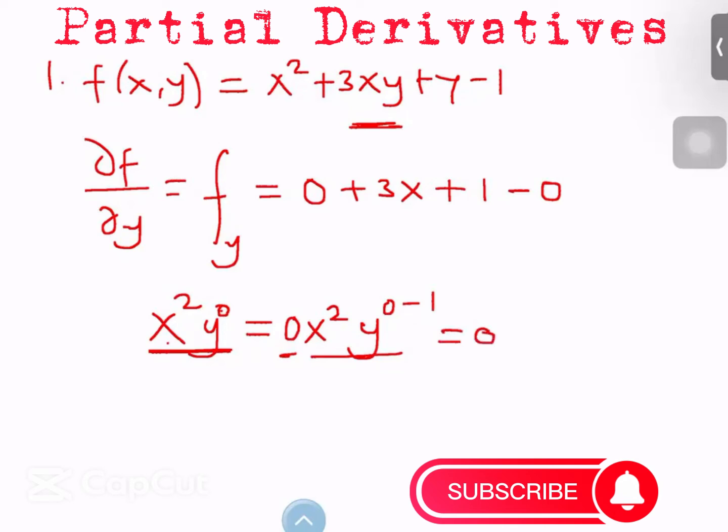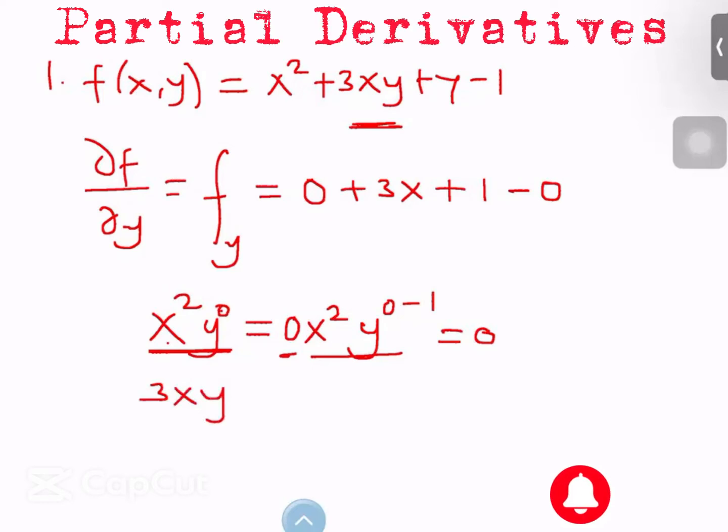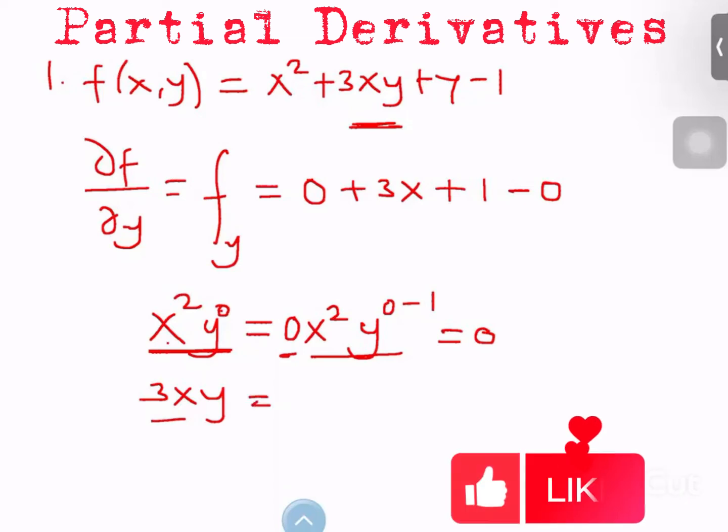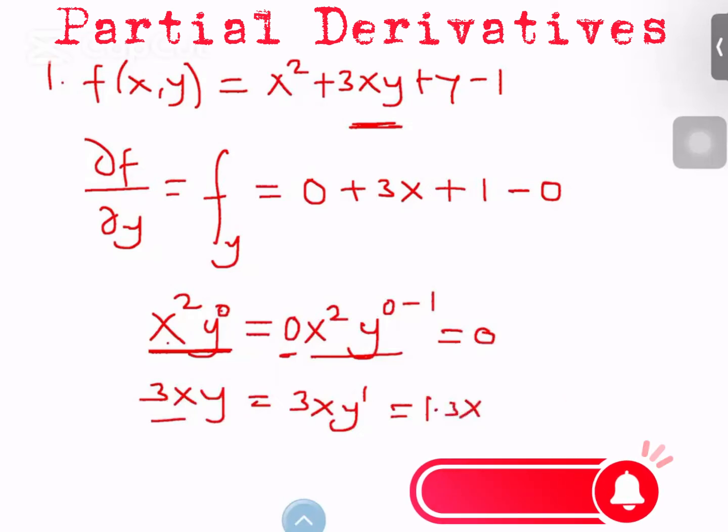The second term is 3xy. Since we are differentiating with respect to y, let me repeat, the 3x remains constant. What we will differentiate here is the y. This y has no power written, but ideally it has a power 1. So this is the same as 3x and then y power 1. Now we bring the power down, multiply by 3x, multiply by y power 1 minus 1.